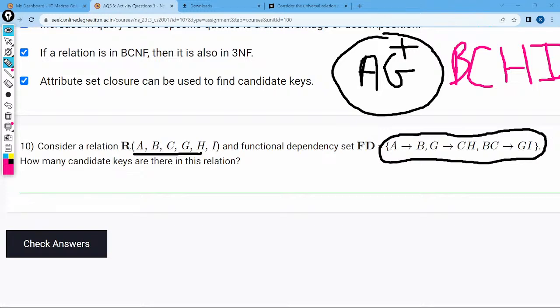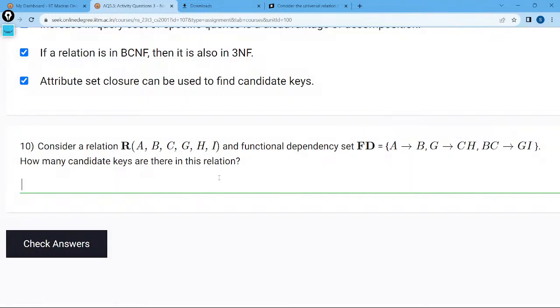Okay, is there some other way to map it through H and I? I don't think I can map it through H and I. So there are two candidate keys that are possible, or one. It's either two or one, because I have doubt, as you can map B and C through G, and again G through B and C. So let's check the answers.